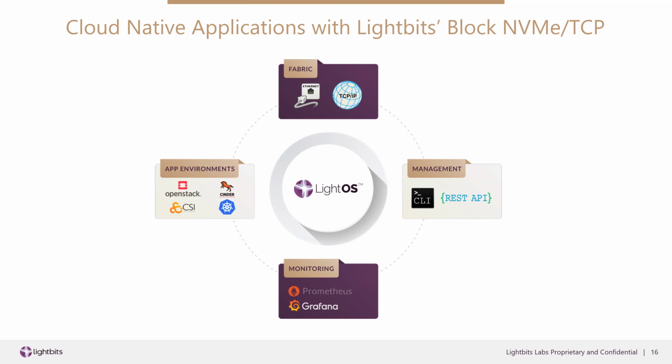So we are just on Ethernet, TCP/IP networking, no special cards, no special switch settings needed. We are managed with a CLI and a RESTful API, as well as plugins for different environments. So CSI for Kubernetes and a Cinder driver for OpenStack. And really can integrate into almost any provisioning environment, all in an automated fashion.